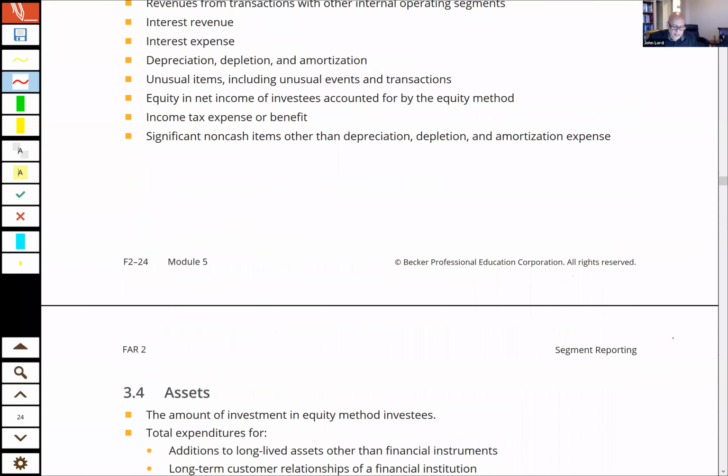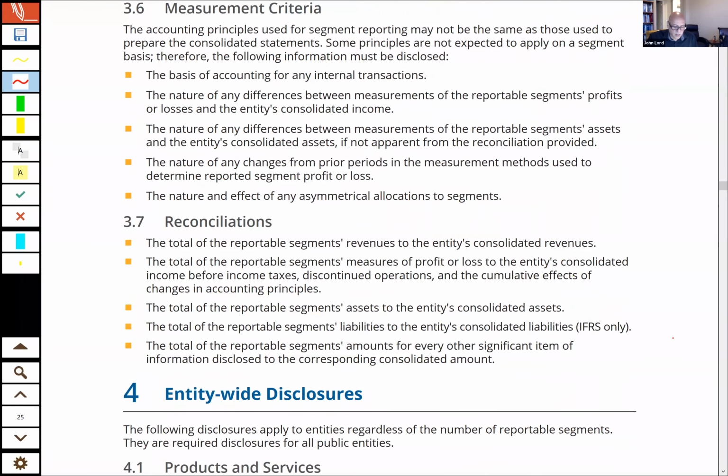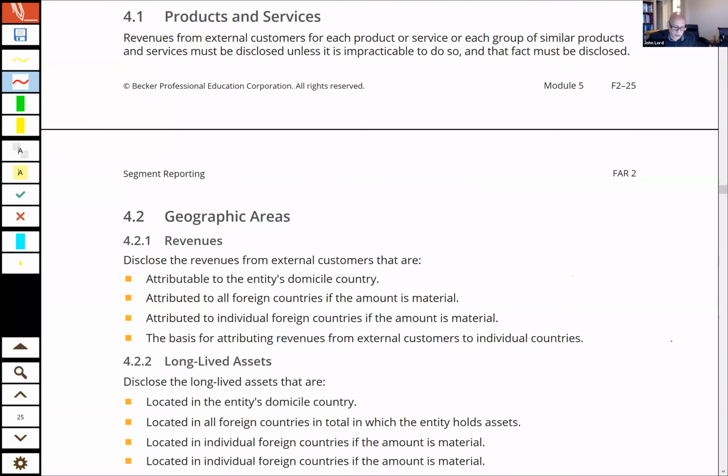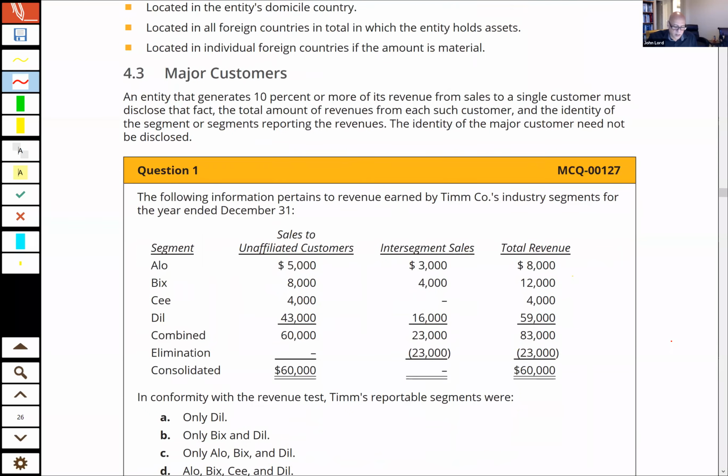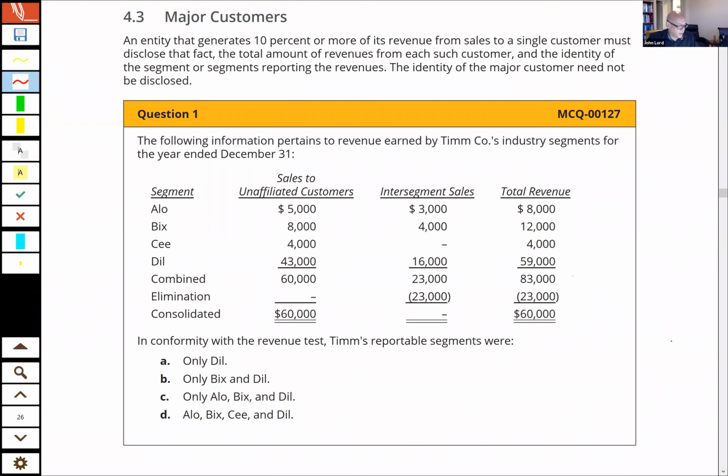Flip, flip, flip, guys. They start giving you a lot of extra stuff here that I do not think brings much light to the subject for you. I just want to look at this question, and I'm going to do this one together with you. So this one, they tell me in conformity with the revenue test, what are the reportable segments? Now write out what's the first thing I have to know.